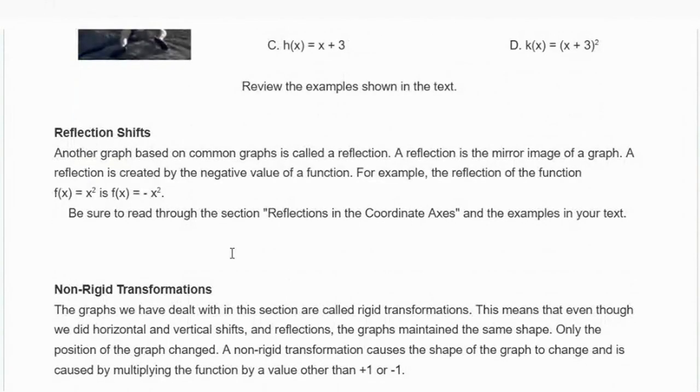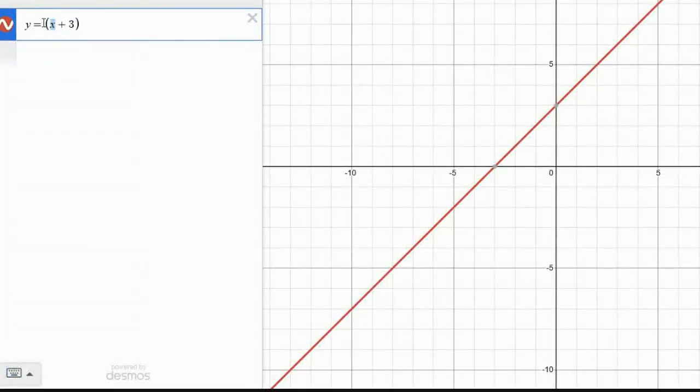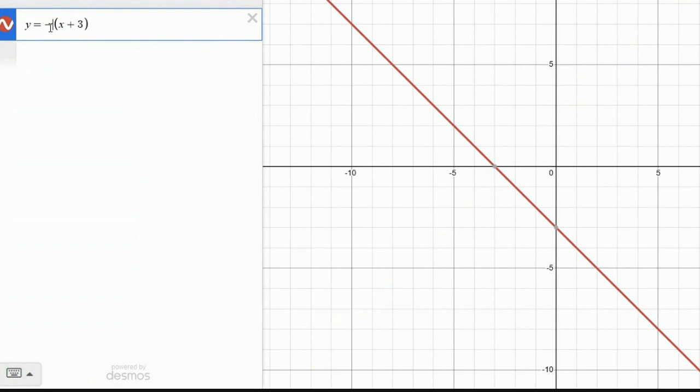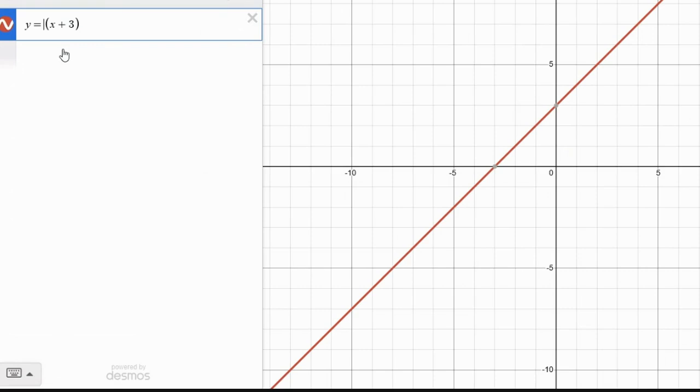All right, reflection shifts. So another graph based on common graphs is called a reflection. This is a mirror image, right? That's what we think. A reflection, we see our reflection every time we look in a mirror. It's created by the negative value of a function. So you would put a negative in front. And this one reflects it downward. So where it used to go up from this point and go through 3 up here, now it's reflected downward.